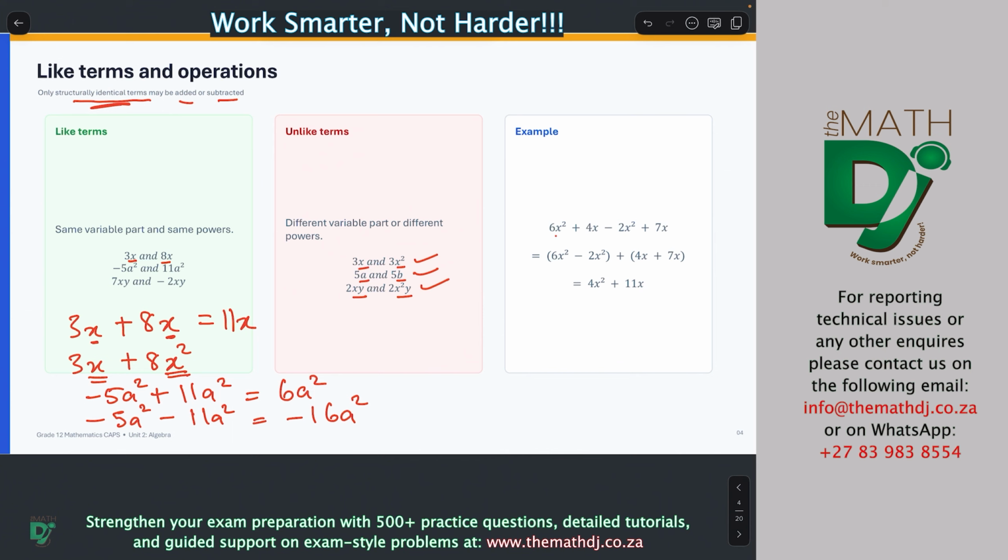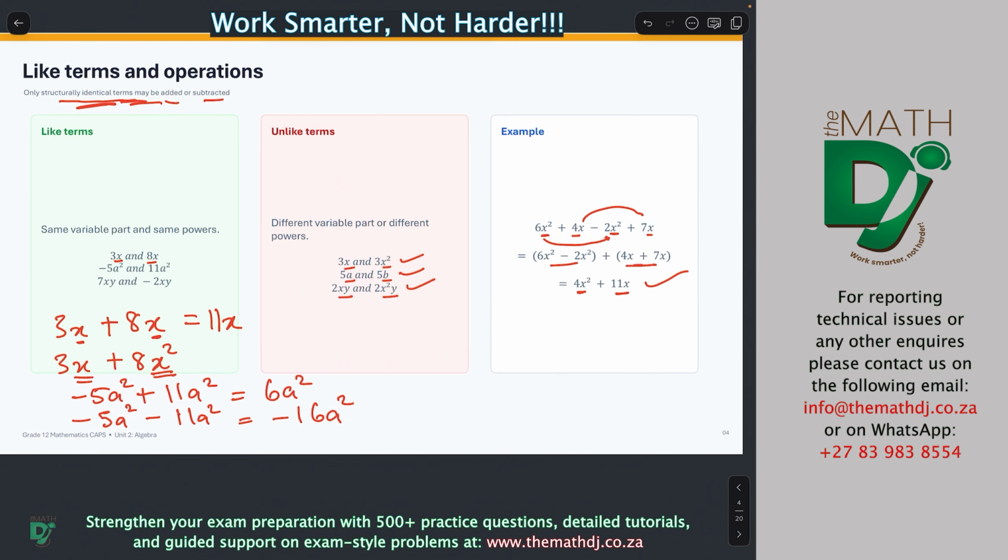For example, if you are asked to simplify this one, you can identify that these ones are sharing the same term, so you can group them together, and 7x and 4x you can group them together. You take these two, then you take these two. That's how we get here. Then you further simplify. 6x squared minus 2x squared is equal to 4x squared. Then 4x plus 7x is equal to 11x. So remember, like terms and operations, only structurally identical terms may be added or subtracted. When you identify those, then you are able to solve and simplify.